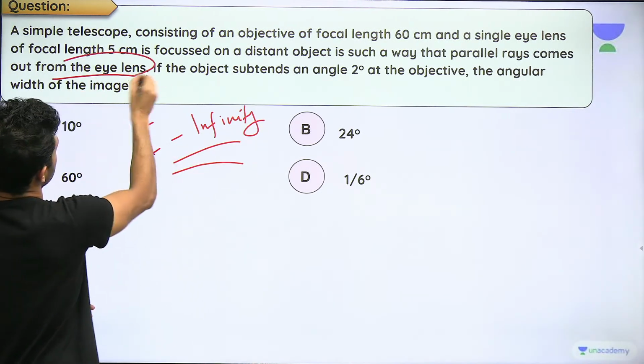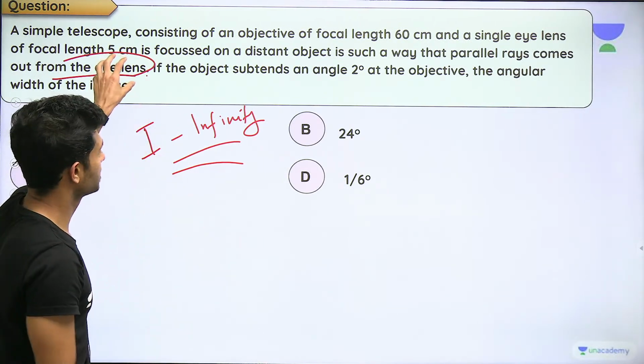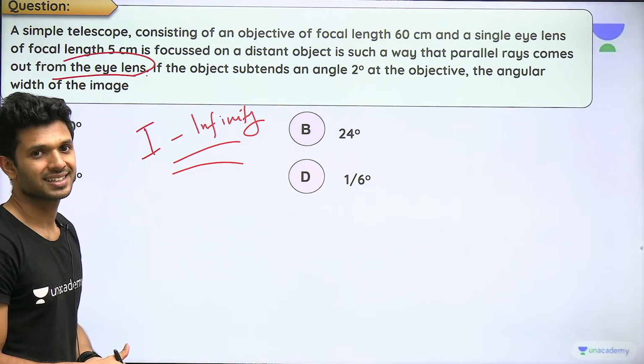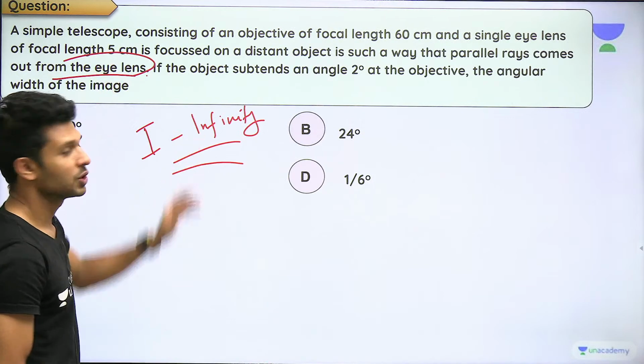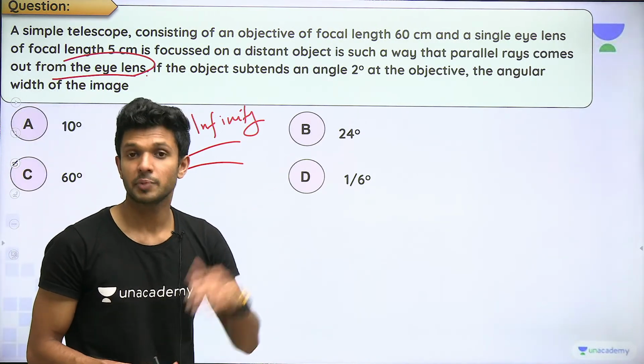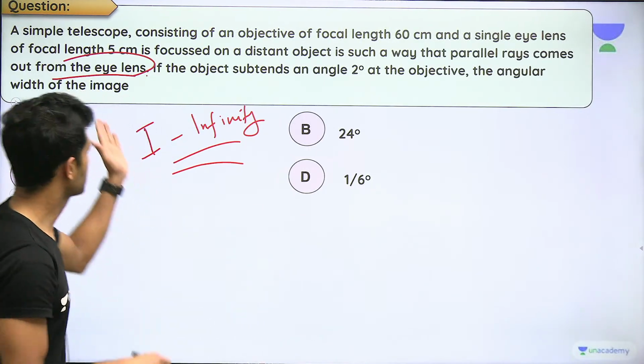Look how things are hidden inside the question. This simple point itself should be there so that you will be getting the answer. Because without this particular thing, you cannot finalize what the equation for magnification is, whether it is f0 by fe or f0 by fe into 1 plus fe by d. Right? Now it is being confirmed.